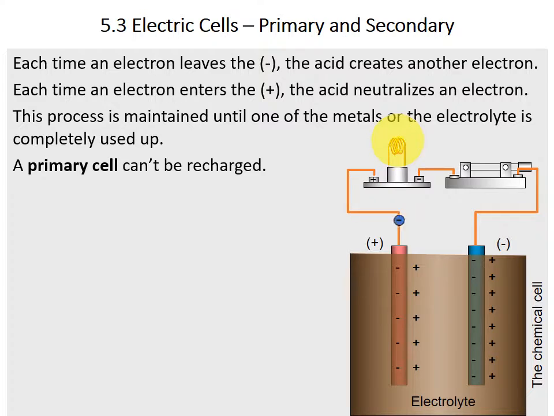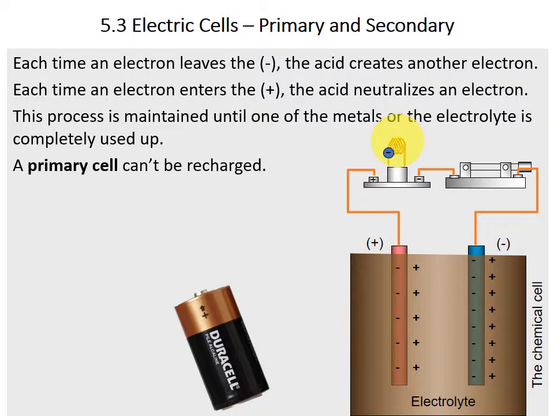A primary cell cannot be recharged, so that includes your typical alkaline batteries you buy at the store. It has a paste inside of it with a conductive rod, and once that paste is used up, you can't recharge that battery. You have to take it apart.